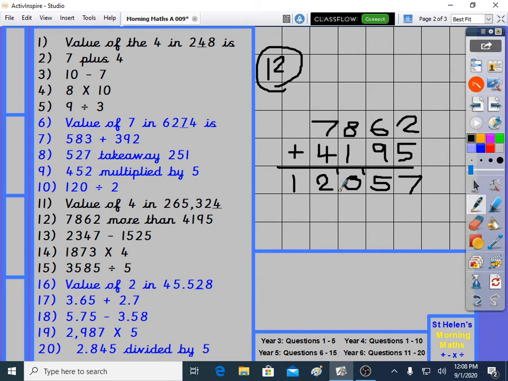12,057. If you want the comma, it goes 3 from the end. If you're not sure where it goes, you can leave it out. You don't have to put the comma in. So we get 12,057 and we go to question 13.